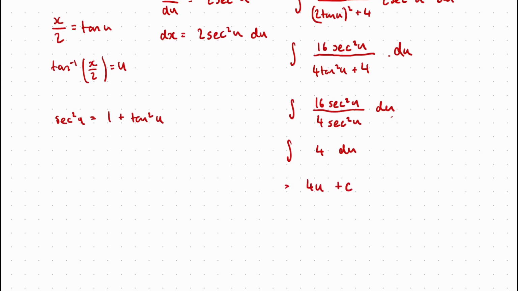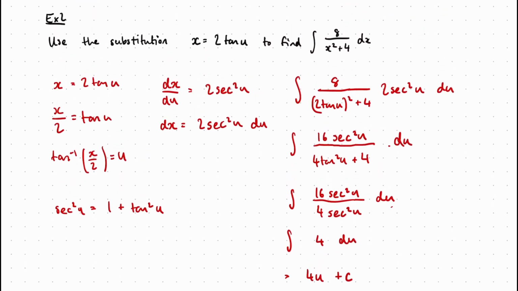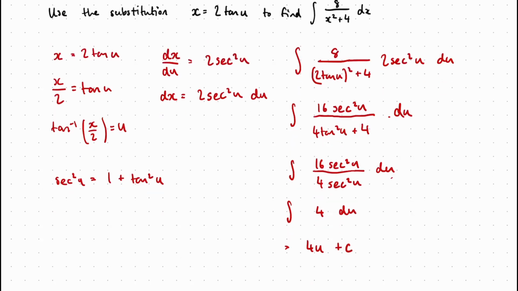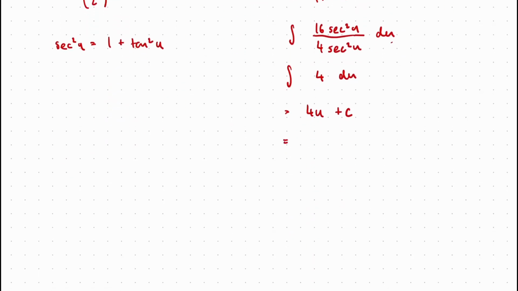Now we can replace our u with the earlier u equals inverse tan of x over 2, which is going to give us 4 lots of the inverse tan of x over 2 plus c.